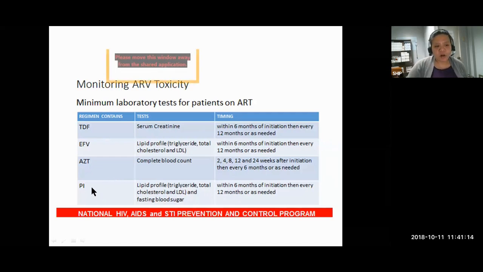Next, for those who are on protease inhibitors, we should do lipid profile and fasting blood sugar within 6 months of the start, and then every 12 months as needed. If you guys want, you can actually do these things in the baseline as well so that you have a point of comparison when you do your follow-up na tests.